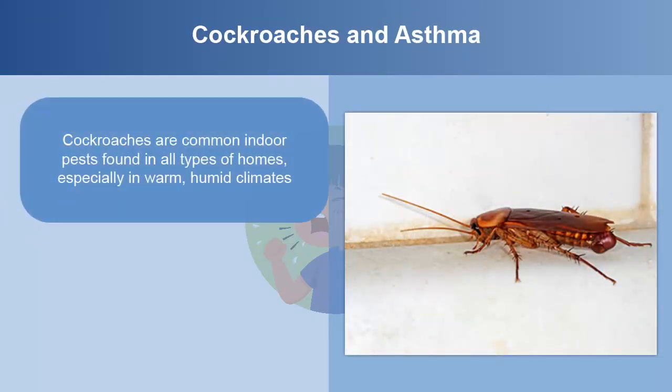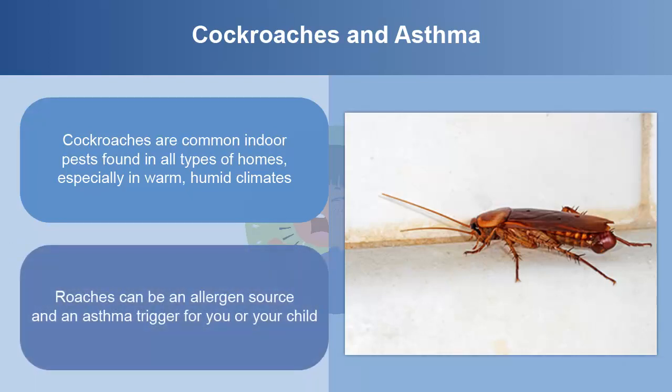Cockroaches are common indoor pests found in all types of homes, especially in warm, humid climates. Many homes have roaches, no matter how clean they seem. In addition to just being creepy, roaches can be an allergen source and an asthma trigger for you or your child.